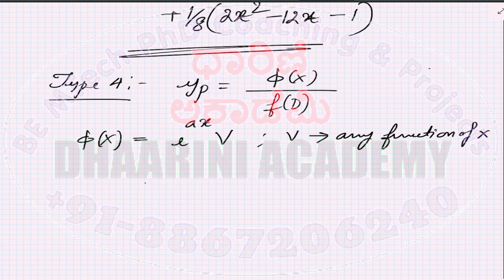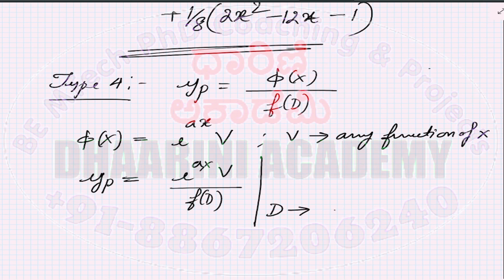Okay, so the solution goes this way. The solution is yp equal to phi of x. I'll replace that as e to the power ax into v divided by f of D. The solution is replacing the D by D plus a, right? When we do this particular change, when we convert the D into D plus a, the f of D will be converted into either type 2 or type 3.